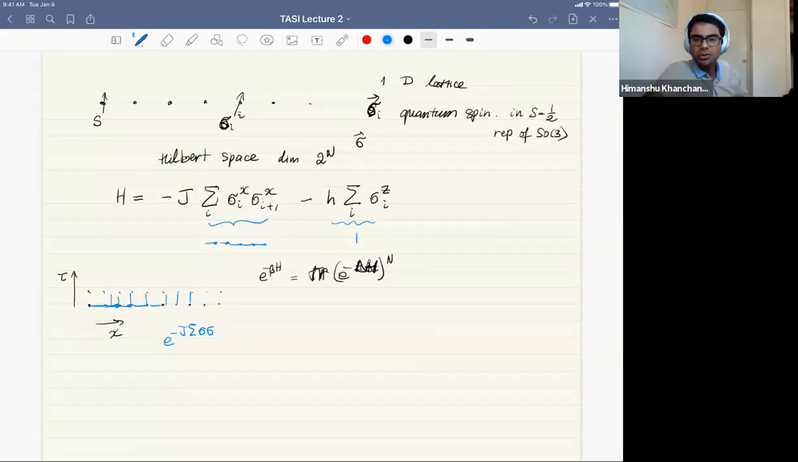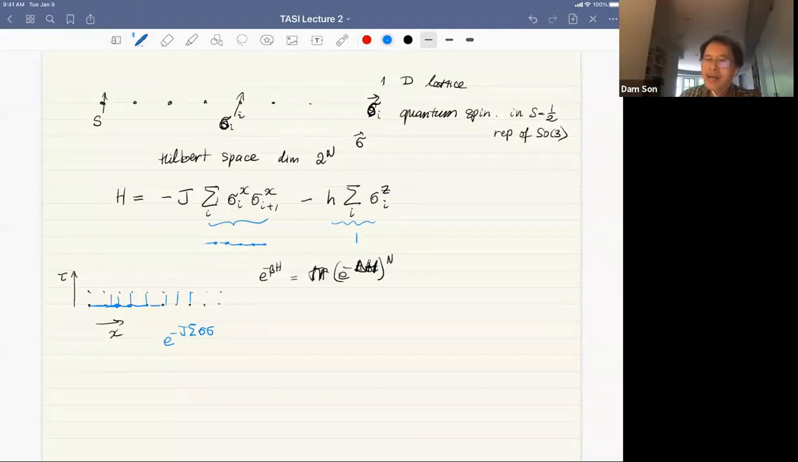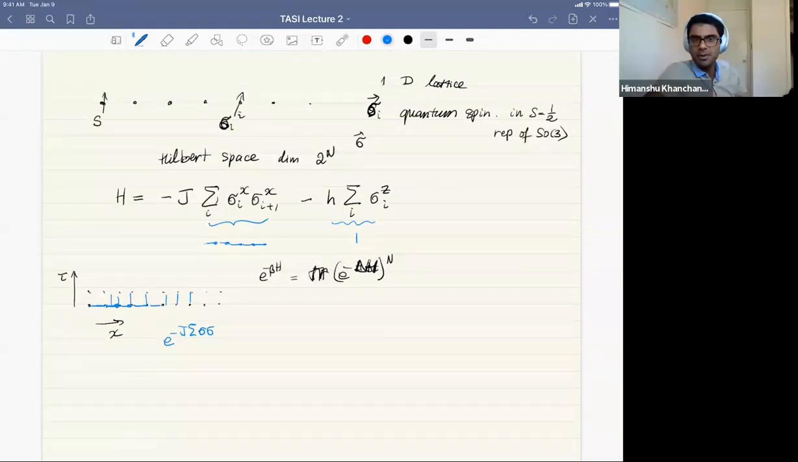So is there a reason why you wrote the vector for the spins? I understand the matrices are vectors, but the spins can only be up or down, right? The spin is only up and down. Yeah. So when you say the same symbol sigma for the matrices and for the spins, is it?